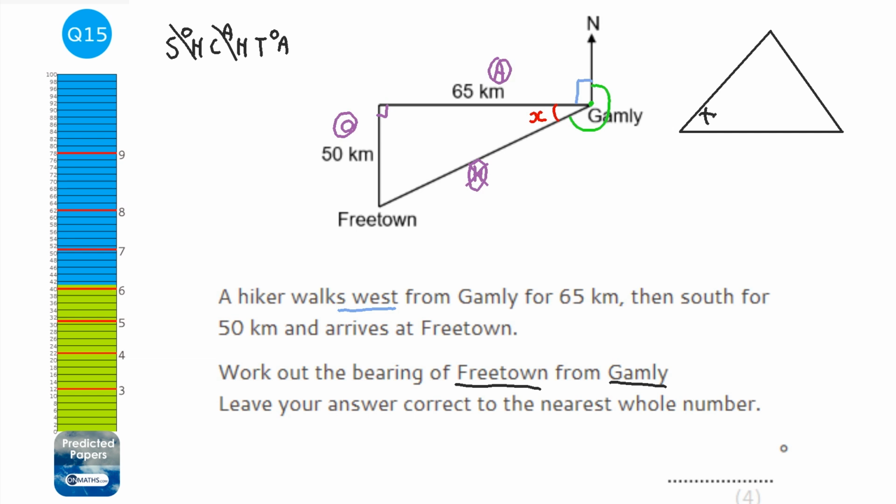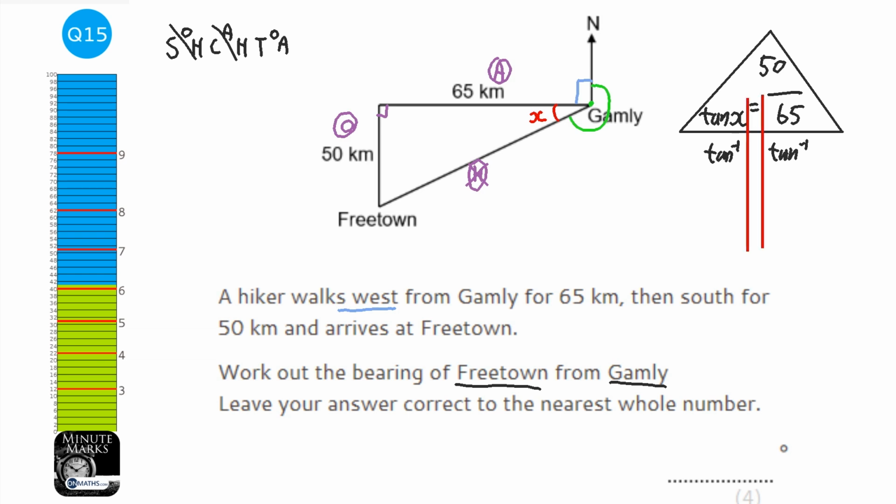So tan of the angle, which is x, equals, and then we've got the opposite, which is 50, over the adjacent, which is 65. Now whenever you've got tan x equals, what we need to do is inverse tan both sides. So we get x equals inverse tan of 50 over 65. And we've got loads of videos on trigonometry, so if you're watching this not really understanding what we're doing, then maybe have a look at some of those videos.